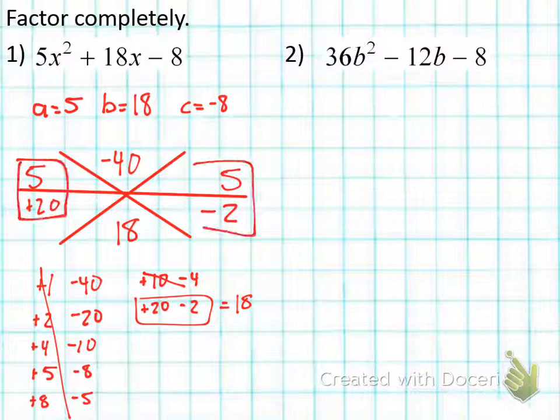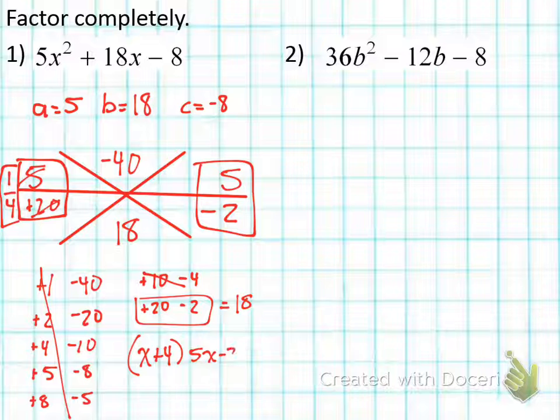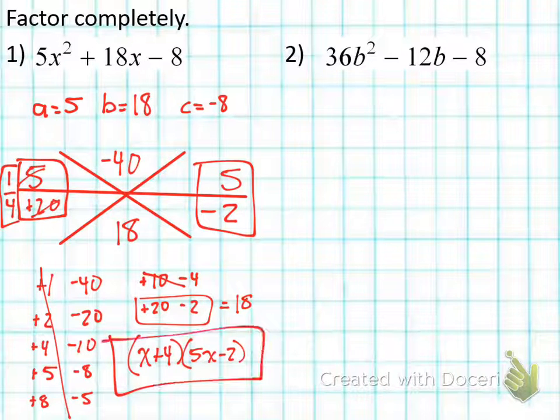So we wrote that, boxed my two fractions, simplified 5 over 20, and then wrote my factors out. X plus 4 times 5x minus 2. Those are the factored form. Okay, that's the broken apart way. Does that make sense so far? Watch me do number 2 now.